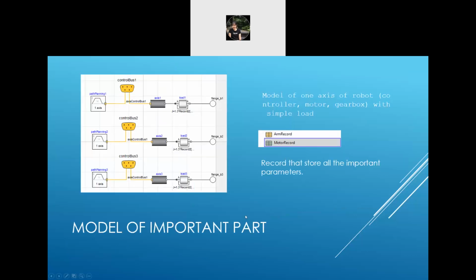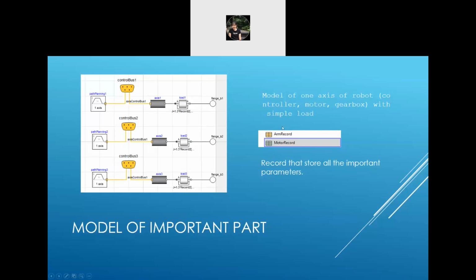This is the motor of the Delta robot model, the model of one axis of the robot with a simple load. From here, there's a path planning, which generates reference angles for the kinematic movement, and it connects to the control bus, and this also connects to the axis. The axis consists of a gearbox with modeled gear elasticity and bearing friction, a model of the electrical motor, and a continuous time cascade controller.